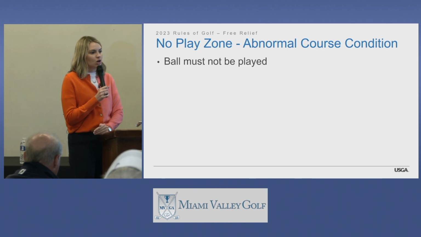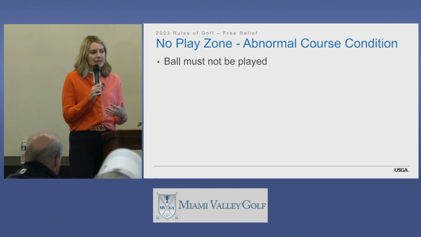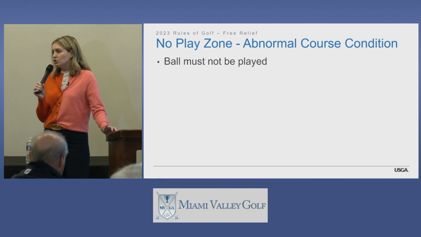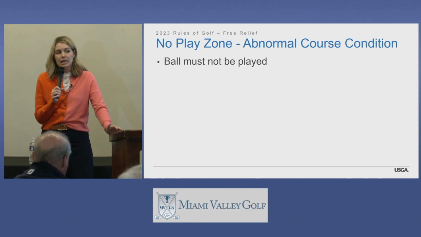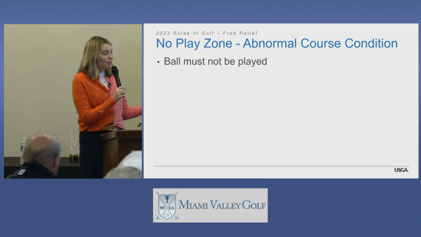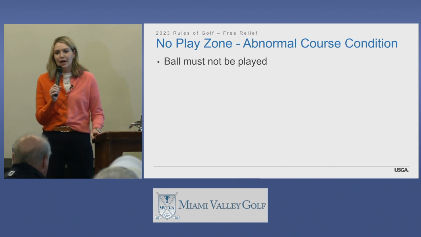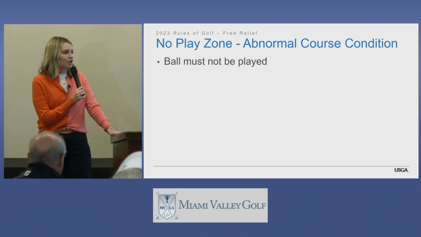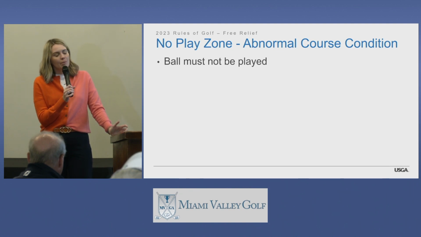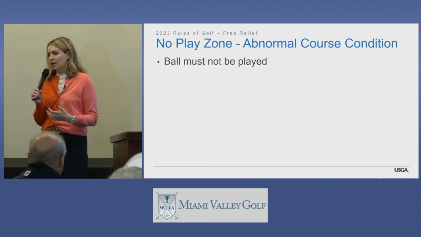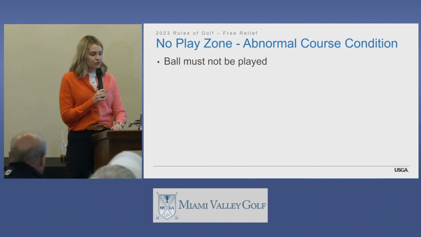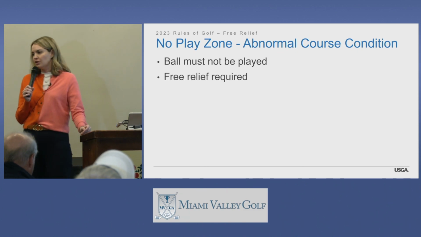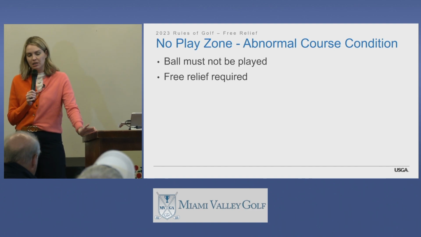And it's up to the committee in charge of the course or competition to decide what, if anything, is a no play zone. It could be an area that, due to environmental reasons, you want to protect. It could be the really beautiful flower bed near the clubhouse that you don't want players to hack up. It could be perhaps you have a steep cliff or some sort of potentially dangerous area that you want to keep players safe from. But you've defined this area that you don't want players to play from. So when they have interference from that abnormal course condition, a no play zone, they have to take free relief. You don't have the option to play the ball as it lies.